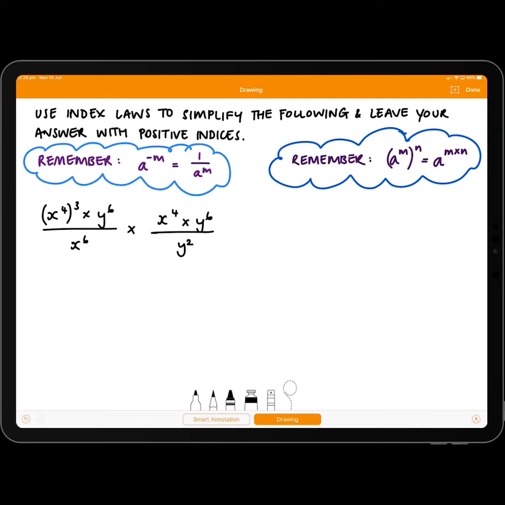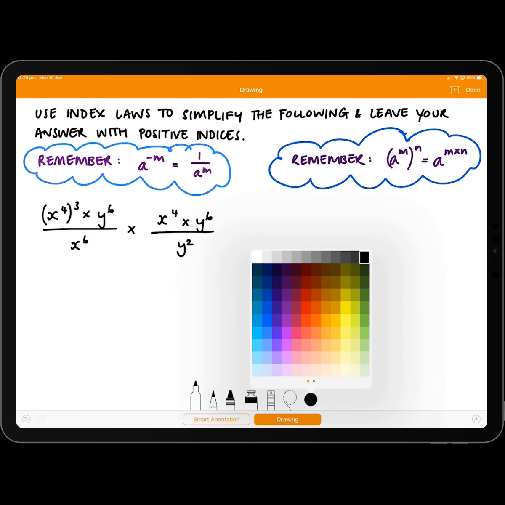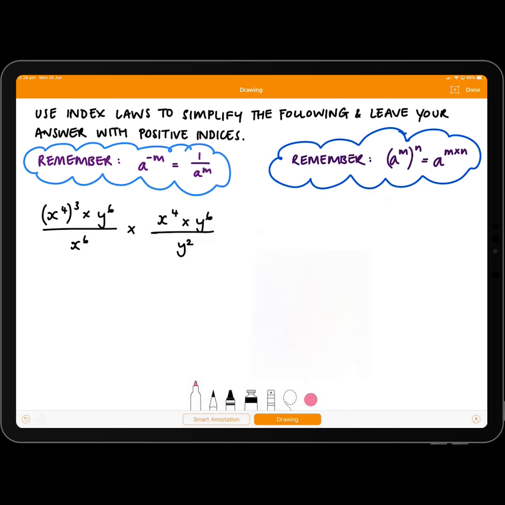This particular question is asking us to use our index laws to simplify the following equation and leave your answer with positive indices. So looking at this question, it's really easy to feel overwhelmed. So the thing I would recommend doing is taking it in stages.